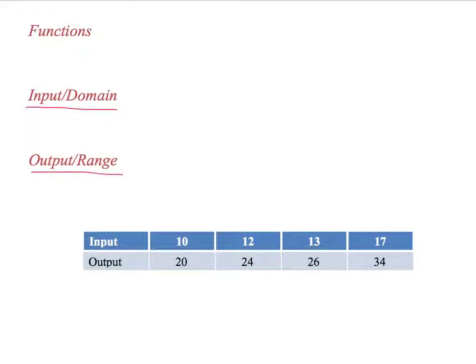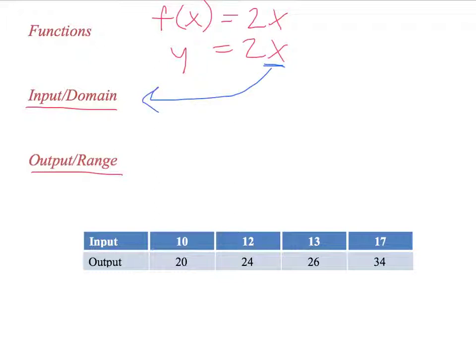Functions have many different forms, but one of them is where you have f of x, meaning a function of x, is equal to 2x, so 2 times x. This can also be written as y equals 2x, and that's probably the form you see it in more often. Your x value is your input, and these are your domains, and your y value are your outputs or ranges.